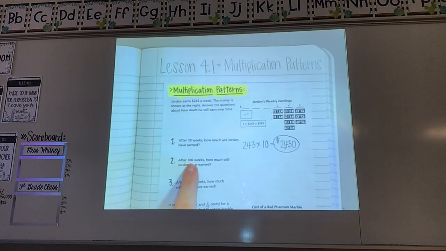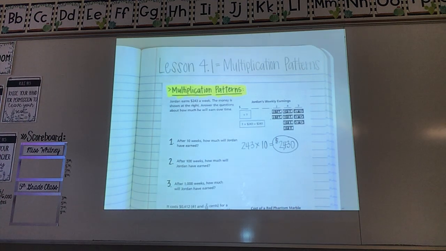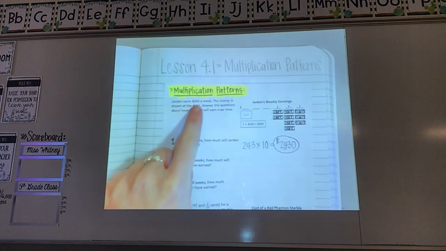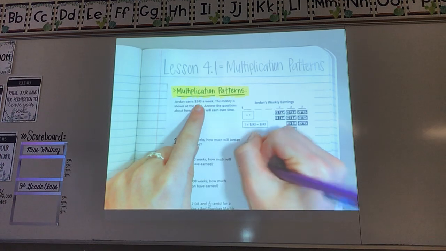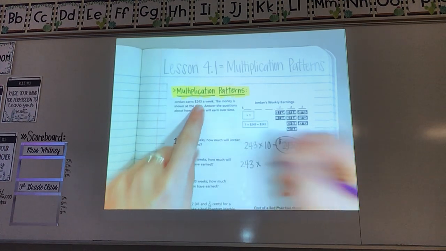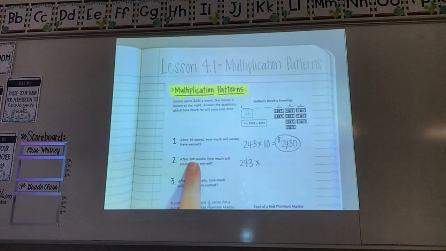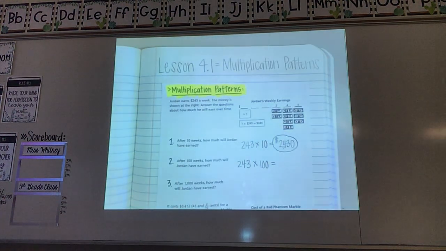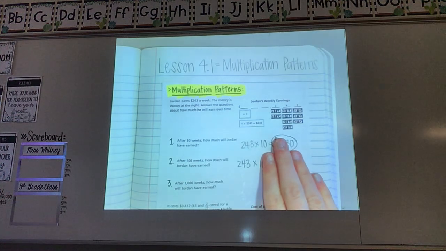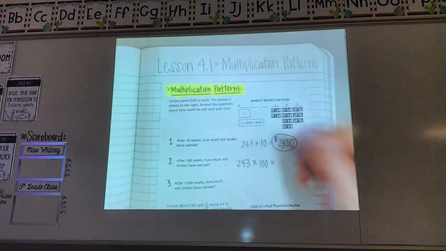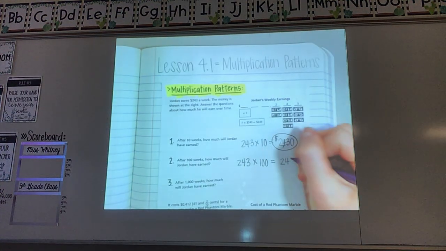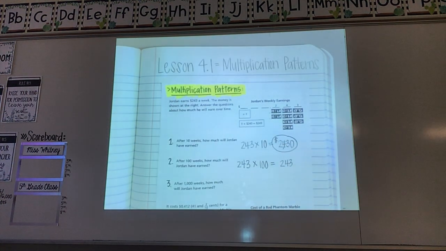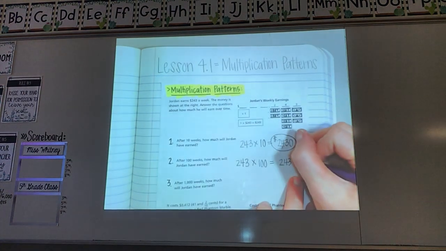After 100 weeks, how much will Jordan have earned? Okay, so remember he earns $243 in 1 week times, we want to know how much in 100 weeks. And we're going to use that same trick. Cover up our zeros. What problem does that leave me with? 243 times 1, so that would just be 243. I'm going to write that down. And how many zeros do I need to add behind that? 2, because I had 2 zeros in my problem.